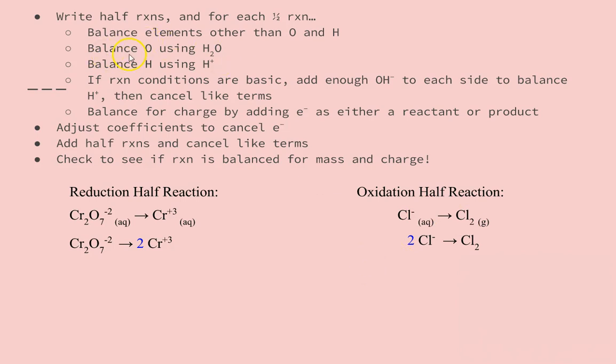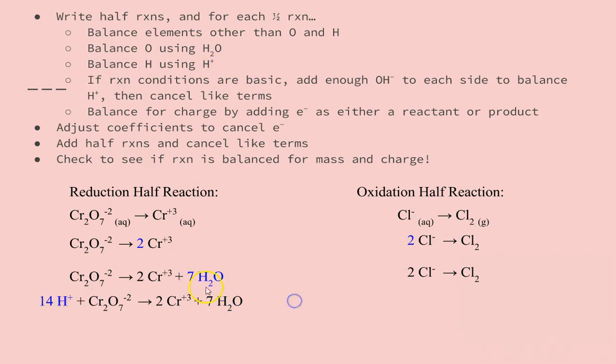All right, next step, balance oxygens with water. We have 7 oxygens here, and so we need 7 waters on the other side. On this half reaction, we don't have any oxygens, and so we don't need to change anything. All right, next we balance hydrogen with H+. We have 7 waters, which makes 14 hydrogens, and so we're going to add 14 H+ to the other side. On this side, again, we don't have any hydrogens that we need to balance, and so we can just leave it alone.